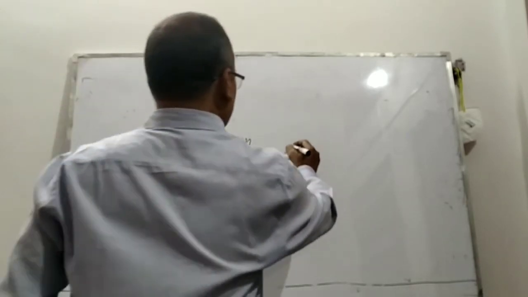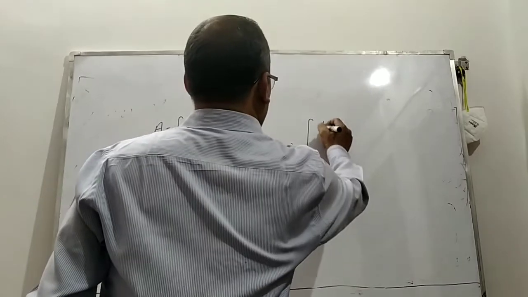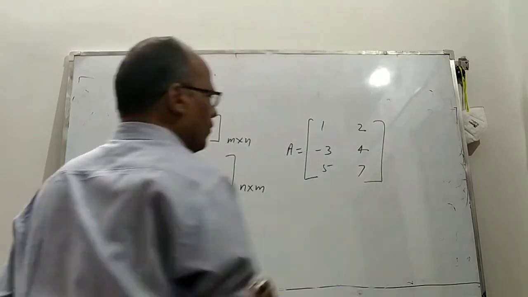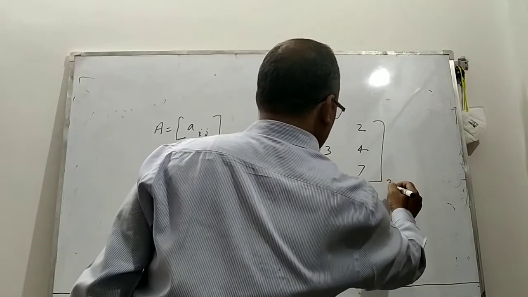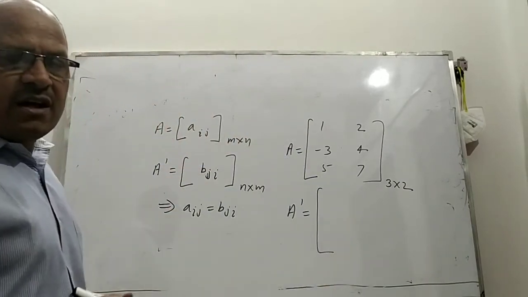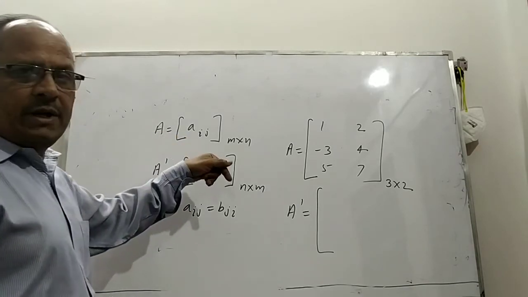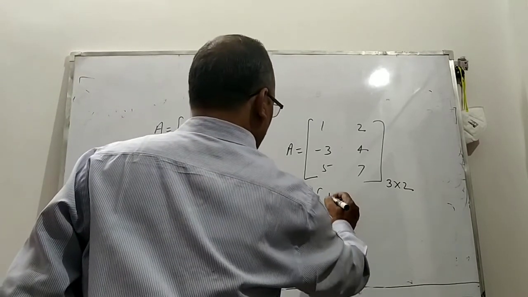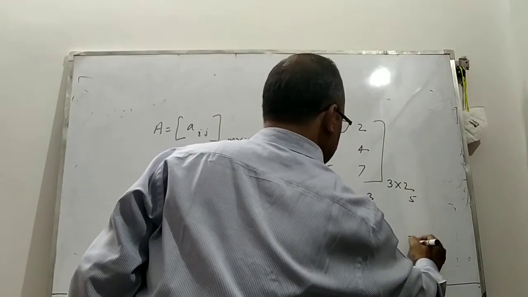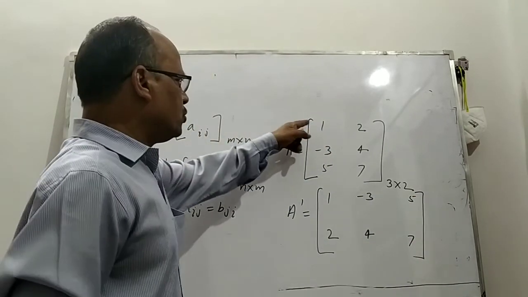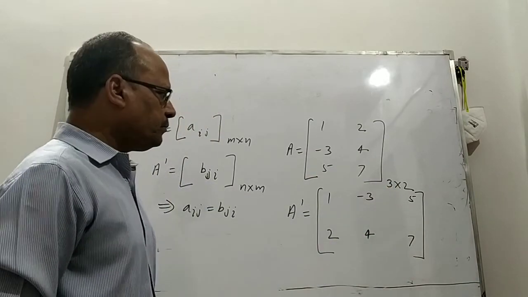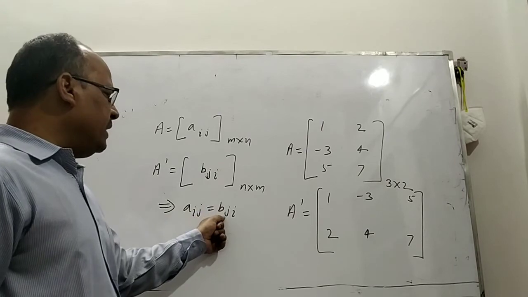Now see another way. This matrix is given: 1 2 minus 3 4 5 7. What will be the order of this? 3 cross 2. So for the transpose of A, row will be changed into the column. In the transpose, what will happen? Row will be changed into the column. So 1 2 minus 3 4 5 7. So first row first column, second row second column, third row third column. I have told aij equal to bji.